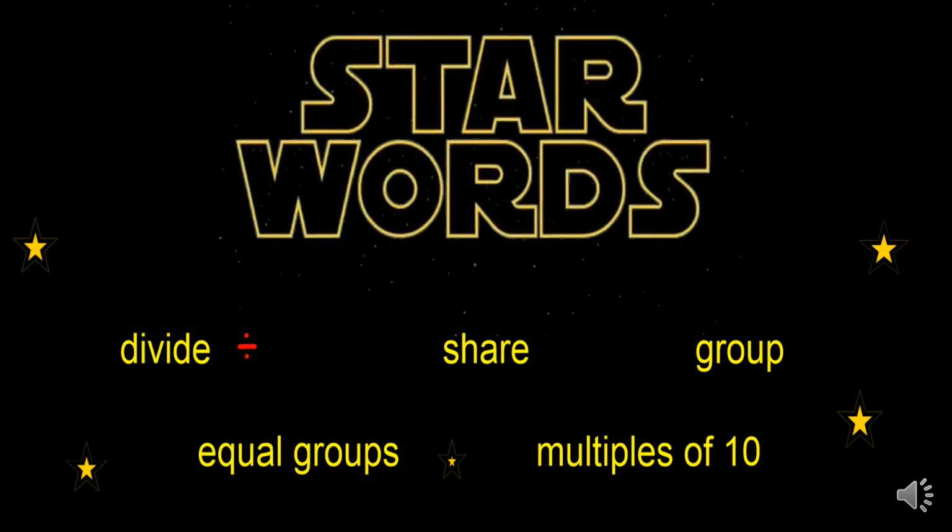Our first star word is divide, and in red we have the division symbol. We've also got the words share and group. These are the strategies that we've been learning for division. We've also got the phrase equal groups because it is super important that when we're dividing, we're making sure our groups are equal and fair. We've also got the phrase multiples of 10, and these are numbers we say when we count in tens. These numbers are part of the 10 times table.